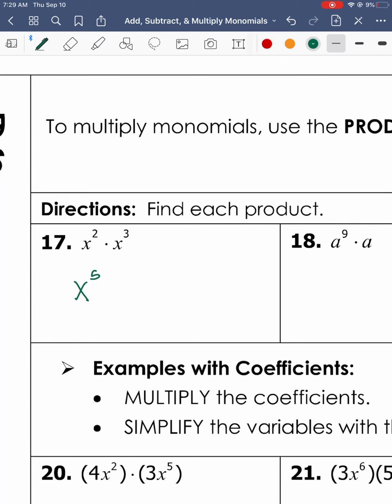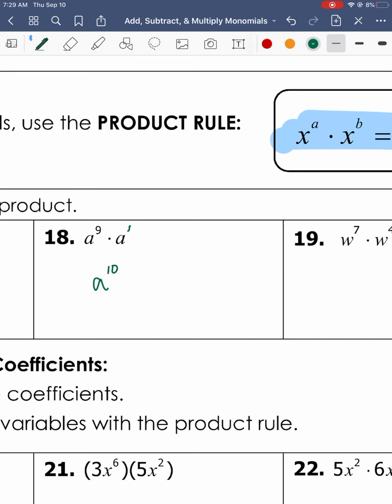Okay, let's look at number 18 here. We have a to the 9th times a. If you'd like, you can put a little 1 up there so you can visualize the exponents. Same base, so the answer will have the same base. And then we just add the exponents. 9 plus 1 is 10.